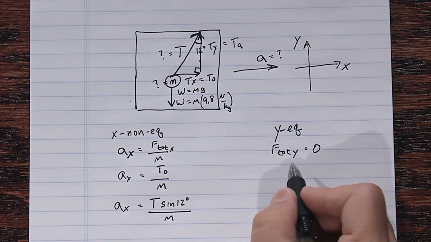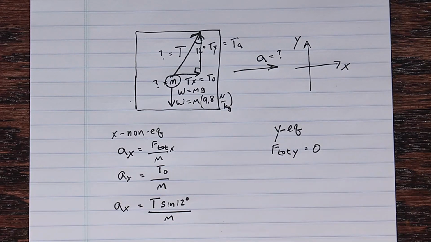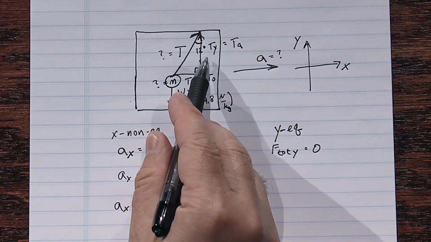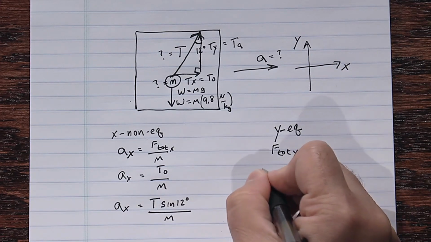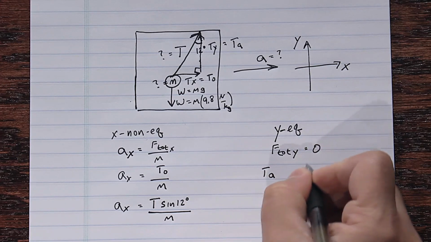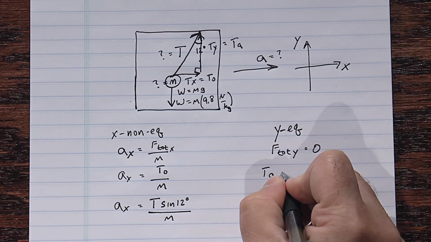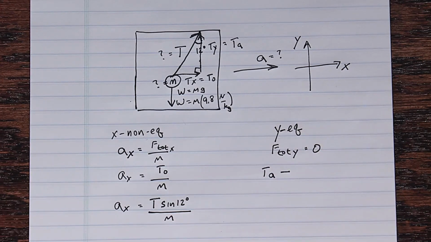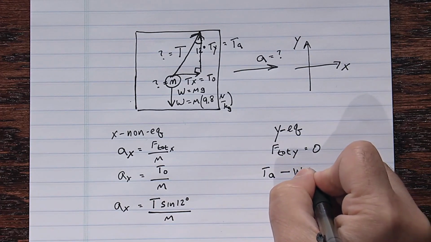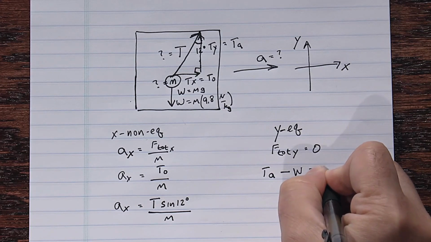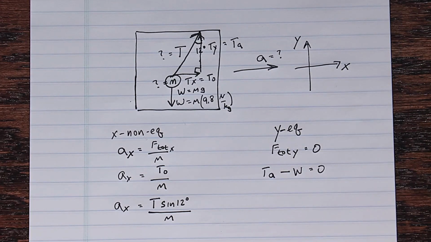In our y equation, we have the total force in the y direction is equal to 0. What do we have in the positive y direction? We have ty, and ty is equal to t adjacent. So I'll go ahead and write that. T adjacent. In the negative y direction, we have the weight. I'll just go ahead and write weight to begin with. And we know that t adjacent minus weight is equal to 0.